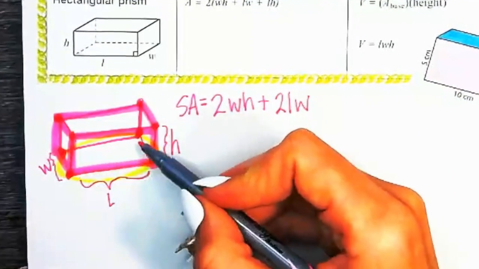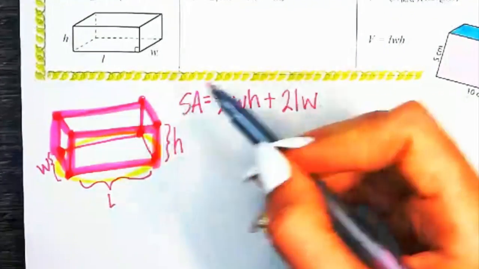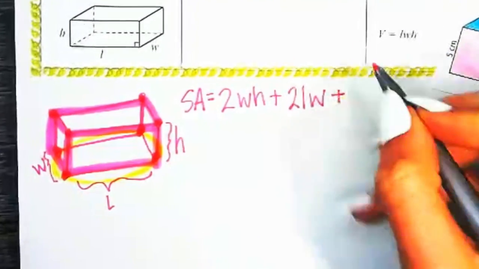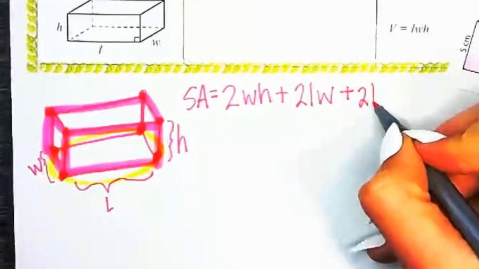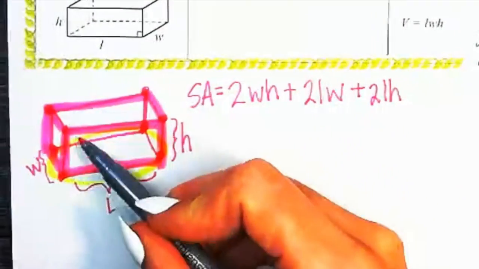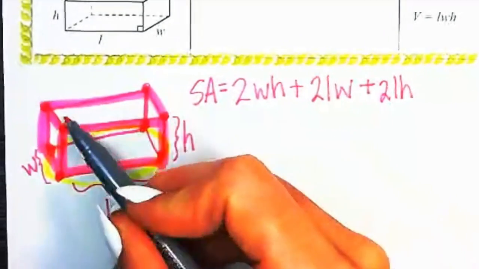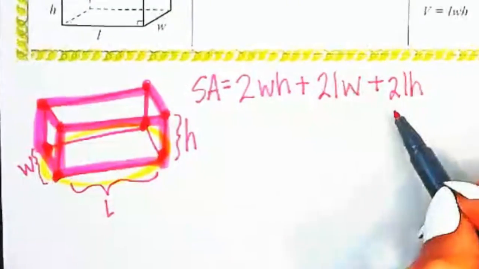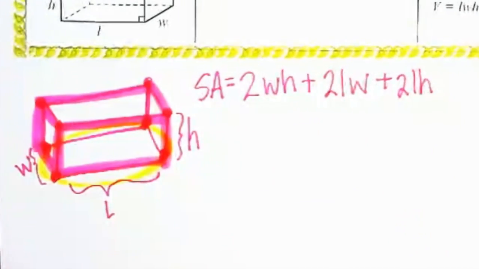LW is the area of the bottom and top, plus 2LH. And LH is the area of the face on the front and the face on the back. So that makes the entire surface area.